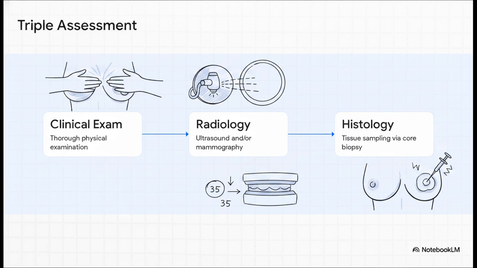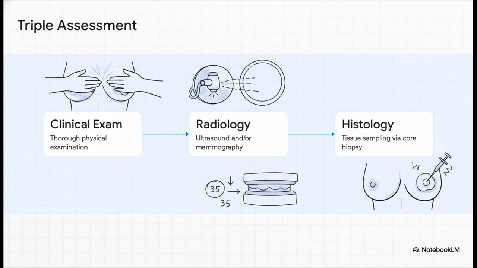Once a patient presents with these symptoms, clinicians don't just guess. No way. To confidently confirm or rule out cancer, they rely on a really strict protocol known as the triple assessment. It's a mandatory 3-step process. First up, a thorough clinical examination. Second, targeted radiology. And actually, this is kind of interesting.